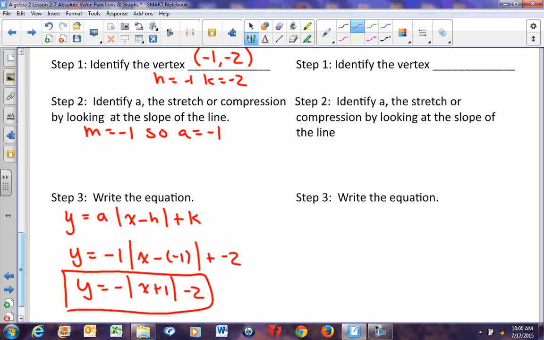You could have a 1 in front of the absolute value, or you can just have a negative sign. I prefer the negative sign only. Some people prefer the negative 1. It doesn't change anything. So that's all you have to do. Look at the vertex, identify your slope. Once you've figured out h, k, and a, you can just slide them into your equation.